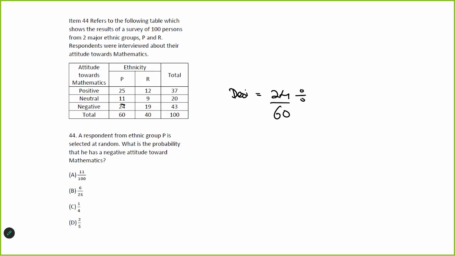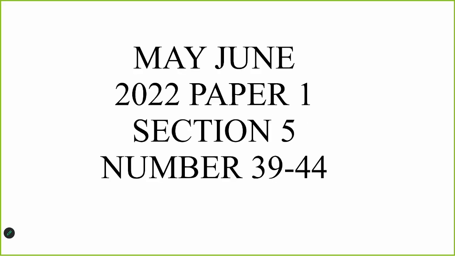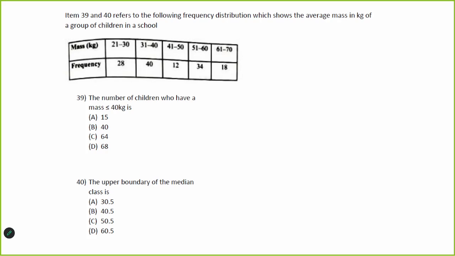We divide this by 4. You could divide this by 6 actually. 6 4s are 24, so there'll be 4 here over 10, and then divide by 2, which is 2 over 5. D is the answer. That's the end of January 2023. Let's look at May, June 2023.